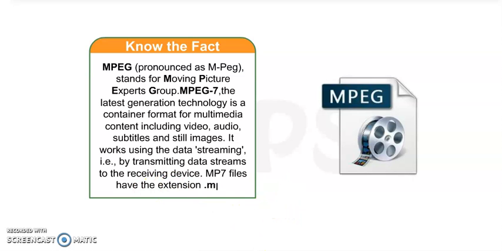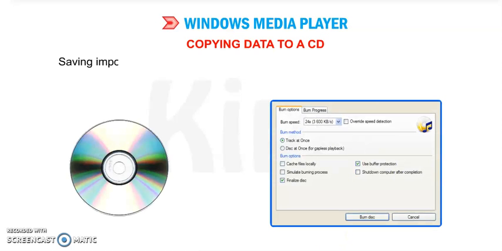and MP7 files have the extension .mp7. Now the next point is copying data to a CD. Okay, in the last topic we have done copying a CD to your computer. Now this is the vice versa. Now copying data to a CD. Okay, now turn to page number 40, copying data to a CD. Now we can copy our data which is stored on our hard disk to a CD.